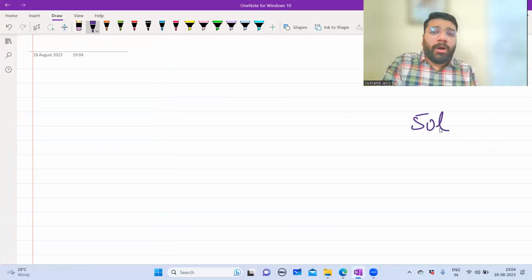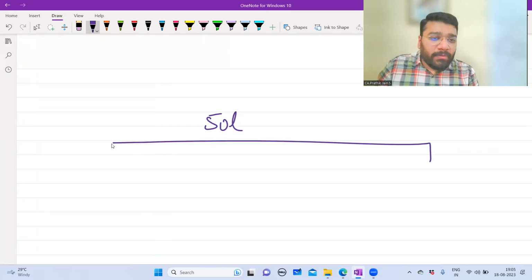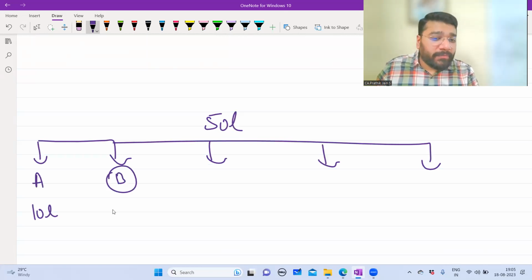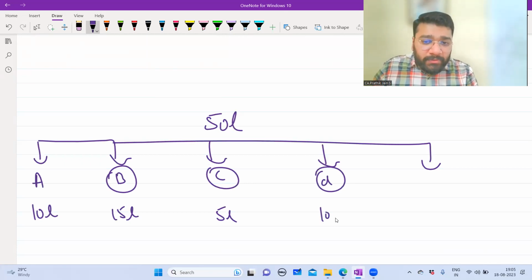Total capital to be contributed is 50 lakh rupees. How many people are contributing this? 5 people. Person A contributed 10 lakh. Person B contributed 15 lakh. Person C contributed 5 lakh. That makes 30 lakh. Person D contributed 10 lakh. Person E contributed 10 lakh.